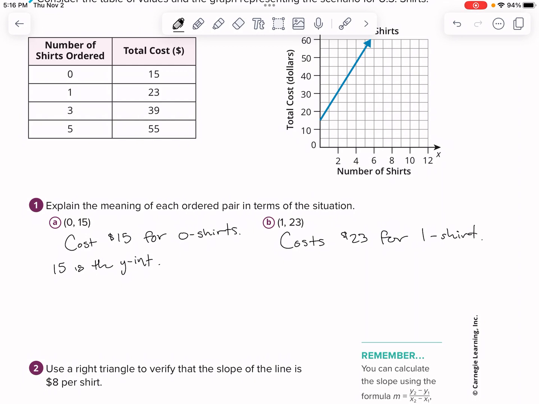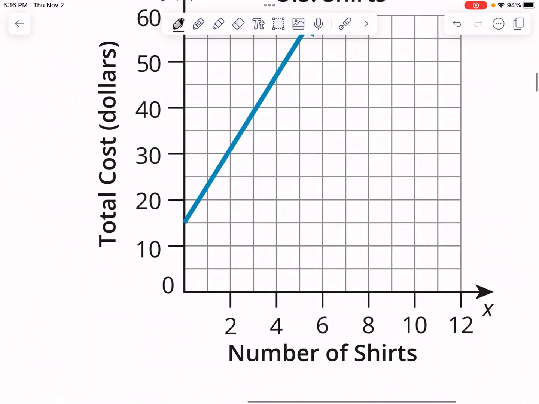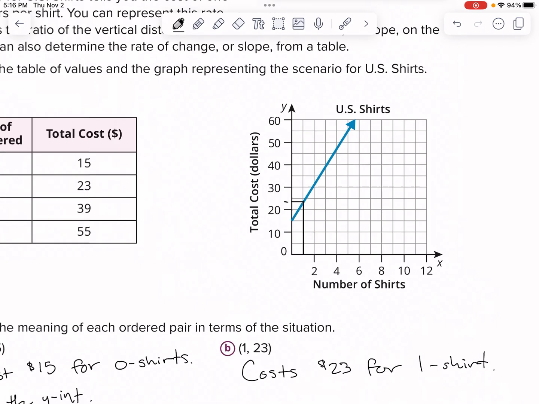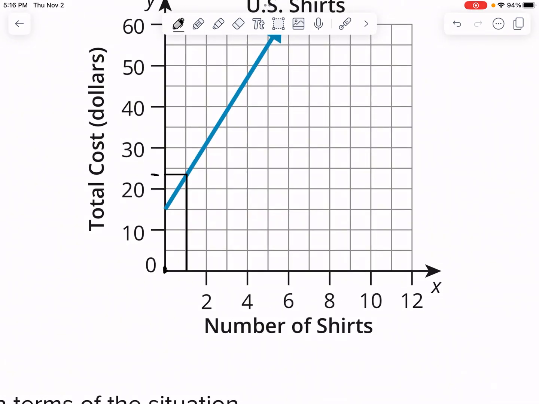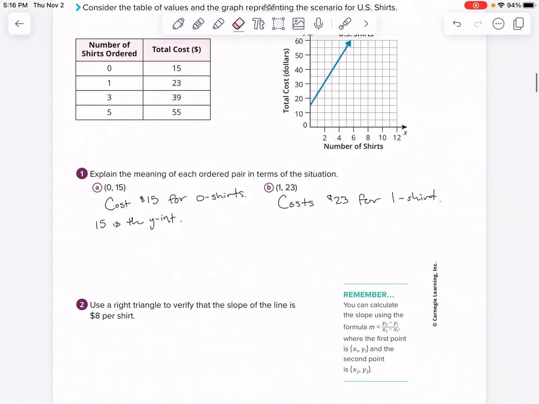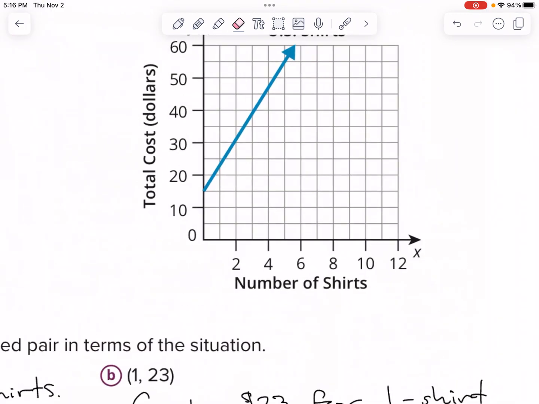Although we can see that on the table, we can also see that on the graph. If you go up to the graph here, I think it's reasonable to say that that is about at a height of 23. For the first one, 0, 15, if we go up from here into the blue line, I would say that's about 15. All right, but let's move on to the next one, number 2. Use a right triangle to verify the slope of the line is $8 per shirt.